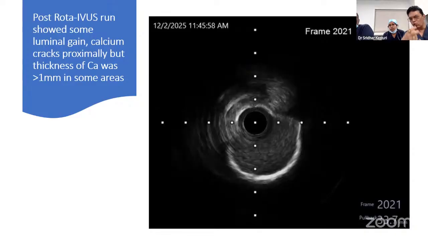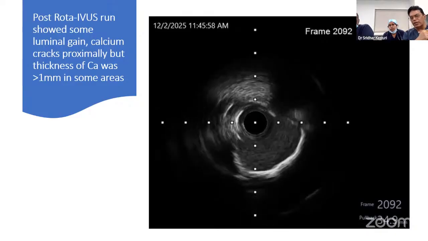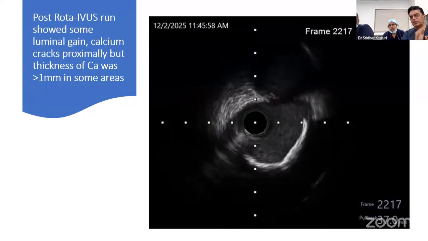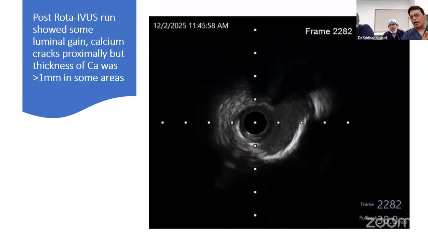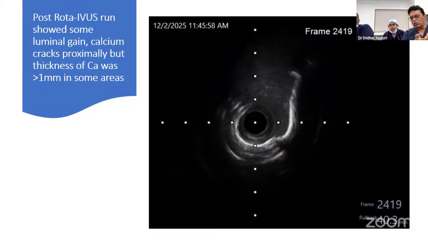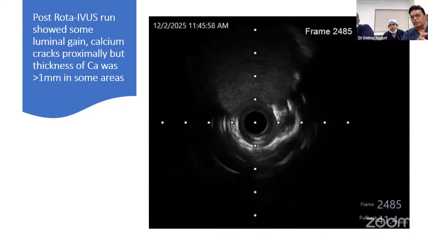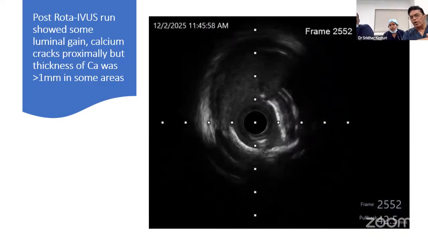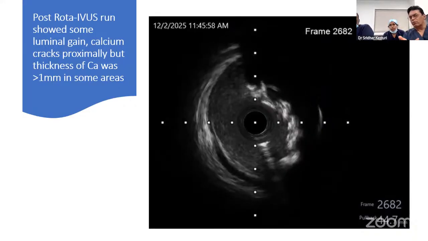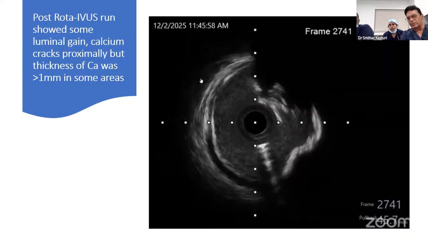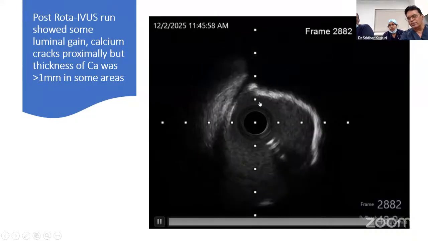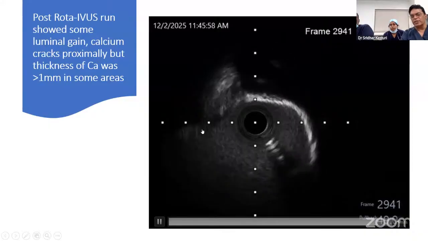Calcium thickness is more. So here, definitely we feel the patient requires an additional adjunctive device. Either you go ahead with an additional cutting balloon or go with IVL, because the thickness of the calcium is more. So I prefer IVL over the rota. We did only 1.25 bar. You can see definitely this is shaved. You can see the fractures. You see fractures, also you can see shaved.